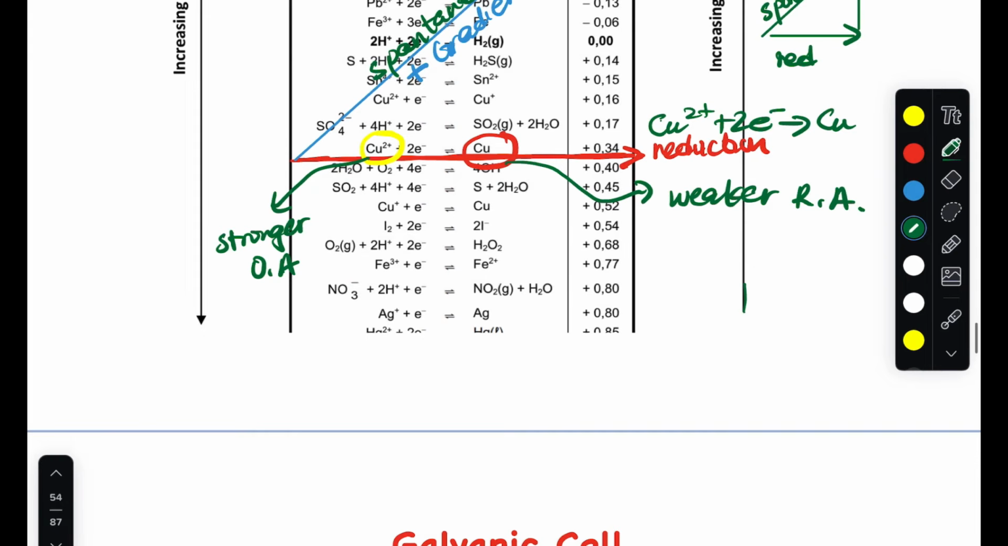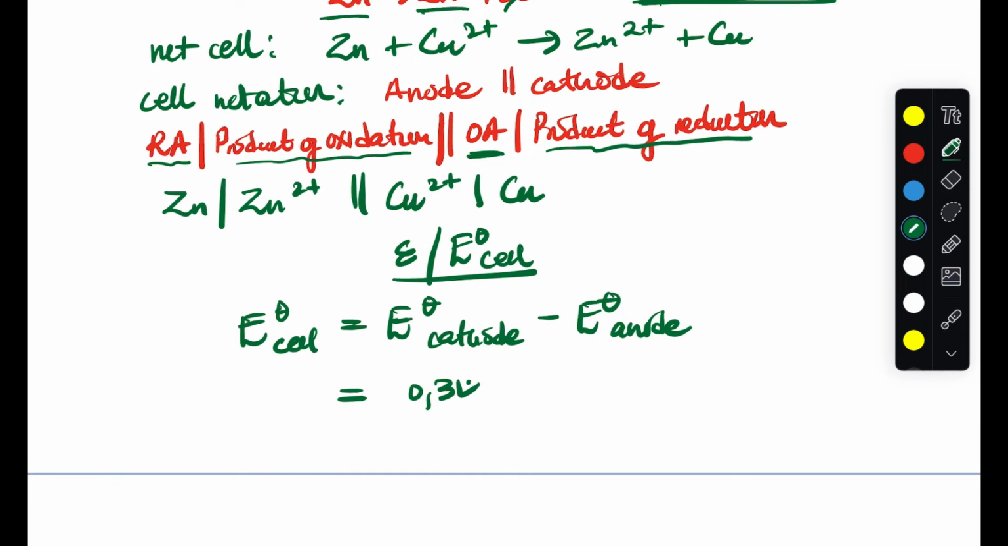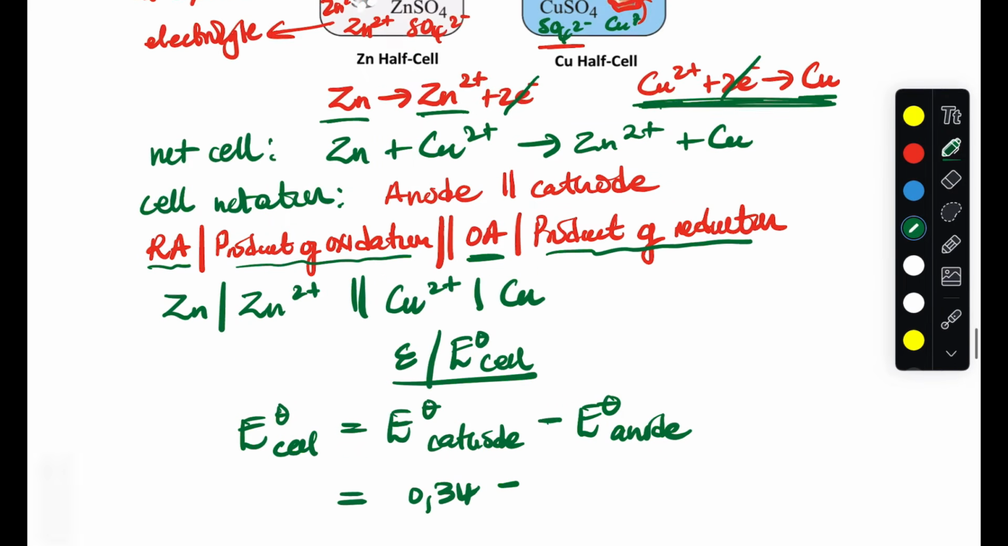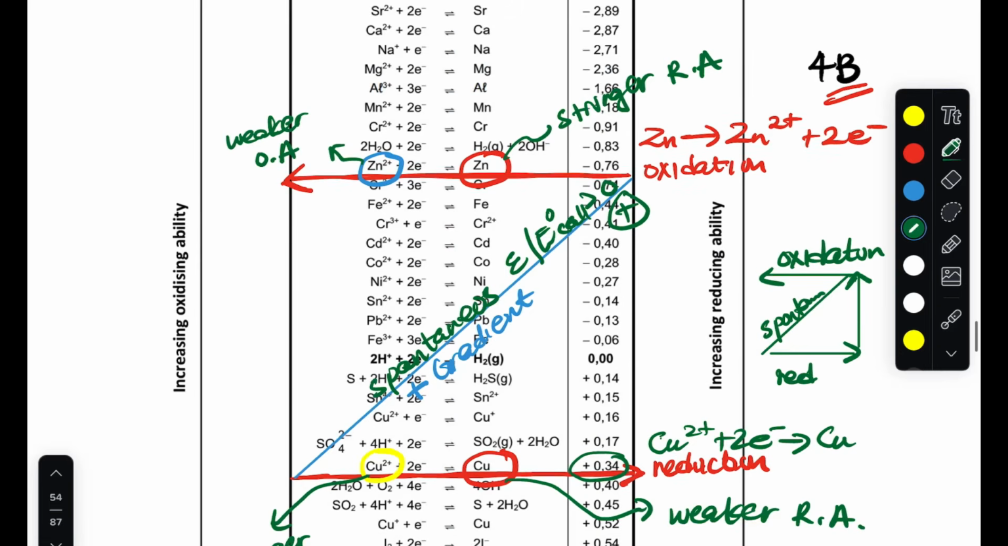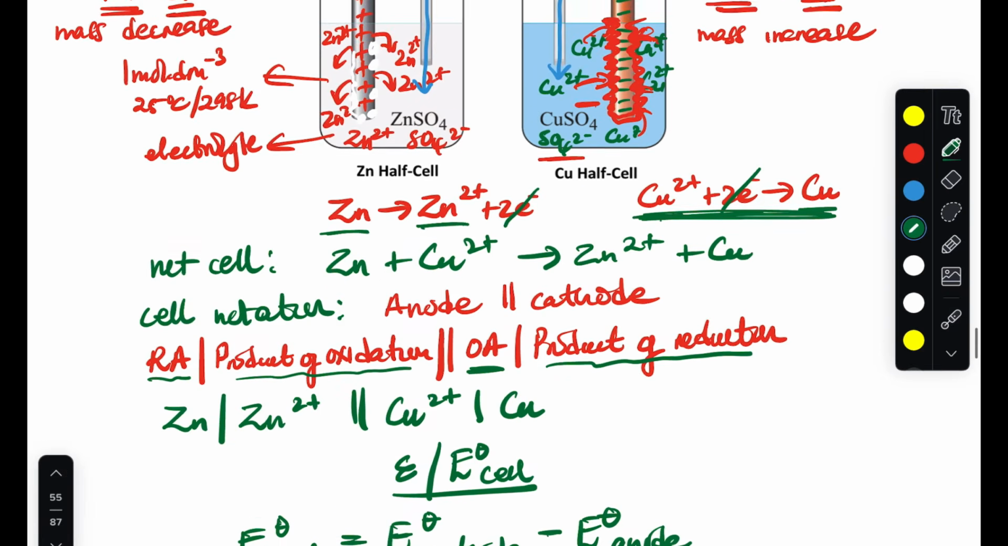The voltage for copper is 0.34. It's 0.34 positive, and then minus, and then an anode, which is for zinc. For zinc, it's negative 0.76. And then when you punch that in the calculator, it's going to be adding the two, it's going to be 1.1 volts. That's the voltage that is induced when the two.